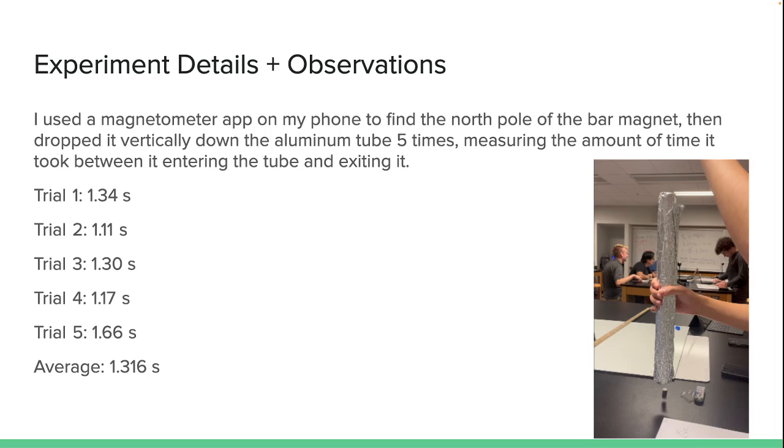For the experiment, I used the magnetometer app to find the north and south pole of the bar magnet and dropped it vertically down the aluminum tube 5 times, measuring the amount of time it took between it entering the tube and exiting it. And these are the trial times, and then I averaged them to get what I got.